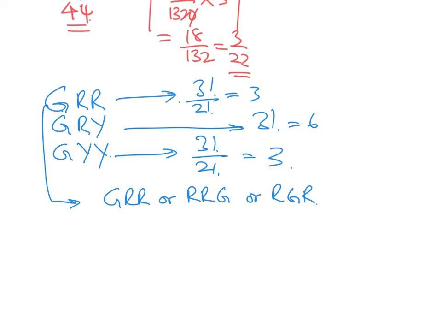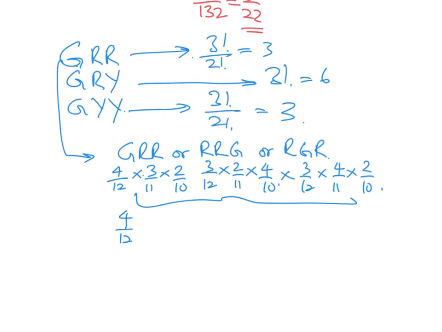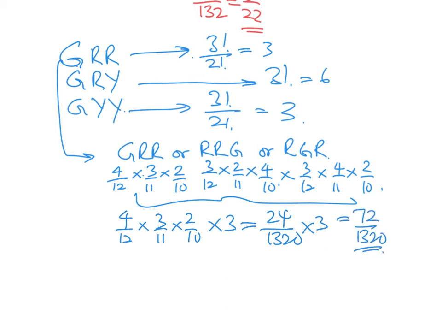Now let's look at if they all give us the same probability. So let's say I take GRR, the probability of getting a green pepper is 4 over 12 multiplied by red, which is 3 over 11, and red again is 2 over 10. Likewise, if it's red first, it is 3 over 12 multiplied by 2 over 11 times 4 over 10. Looks like we're getting the same answer. And then red 3 over 12 times 4 over 11 times 2 over 10. So therefore, we have all three the same. So what I can do, 4 over 12 times 3 over 11 times 2 over 10 times 3, and the answer is 24 over 1320 times 3, and the answer is 72 over 1320. So that's for two of the same color.